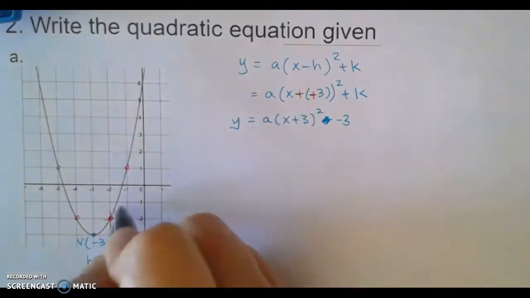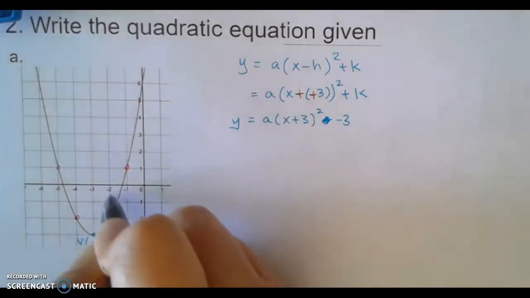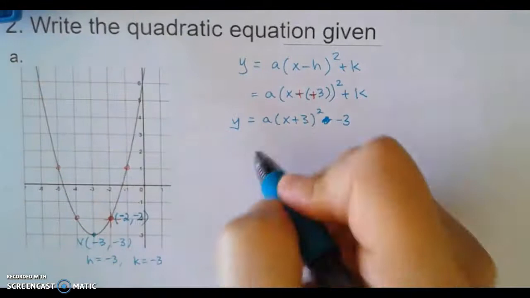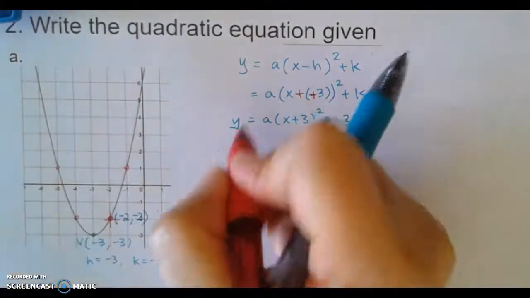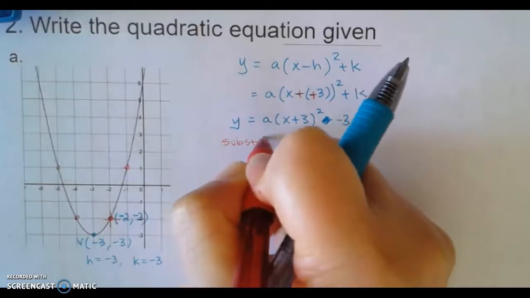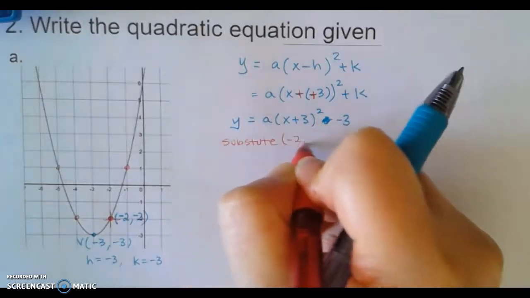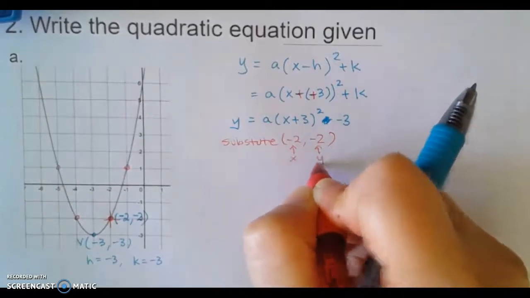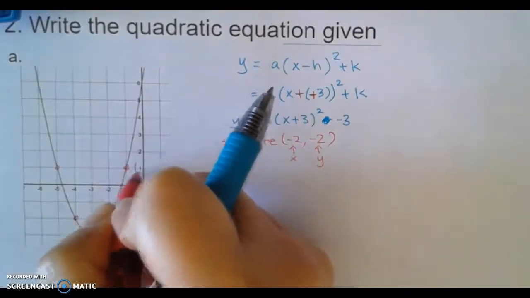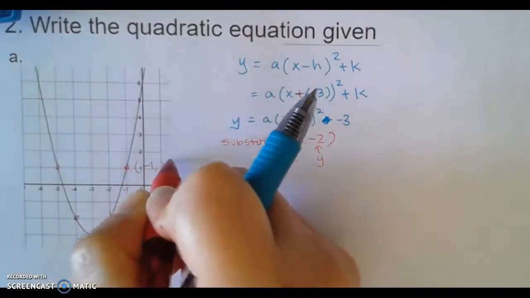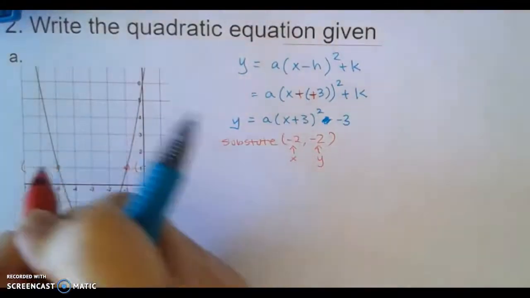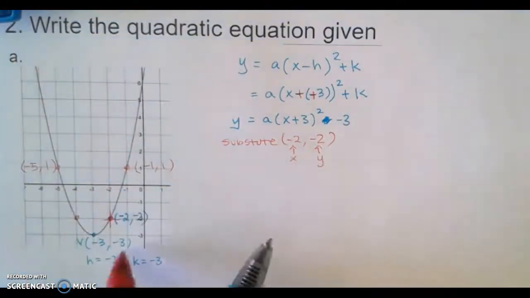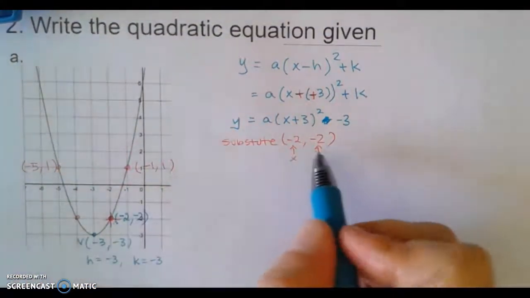So let's just choose this coordinate here. So this will be -2, -2. So that means I am going to substitute -2, -2. So -2 is the x value, -2 is also the y value. I could have chosen this, which is -1, 1. Or I could have chosen this, which is -5, 1. But I just chose this. It doesn't really matter as long as you're being consistent.